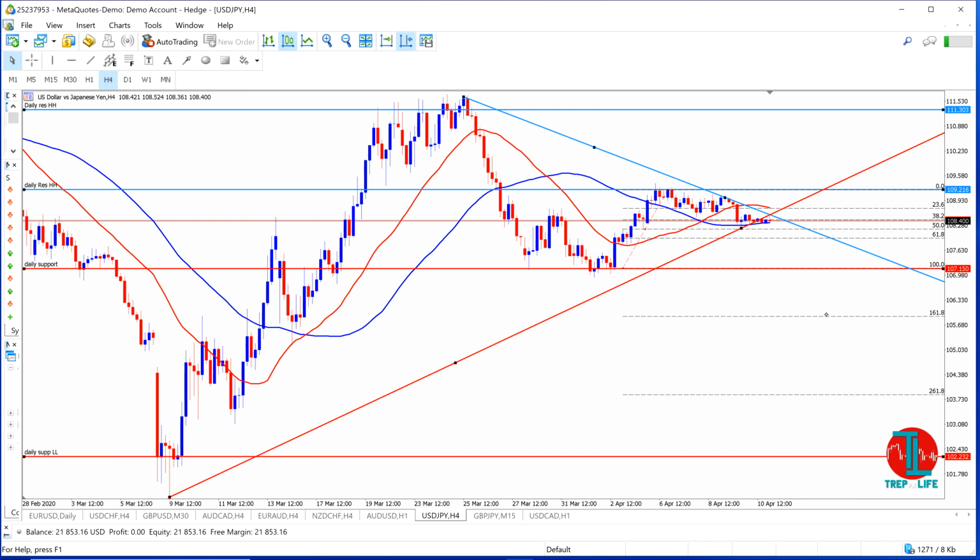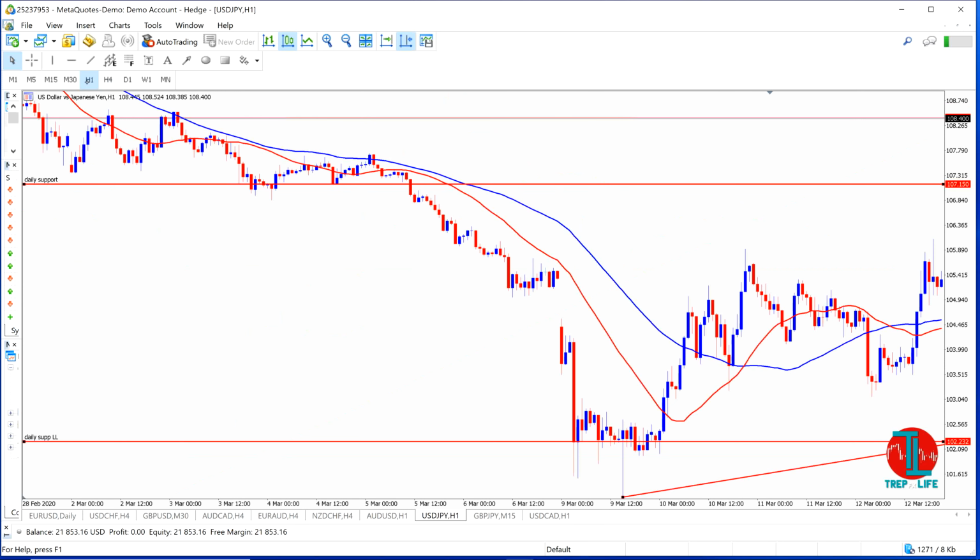We're close to this 168. It actually lines up with the support level here, right? So you can see there's some confluence going on there. So we'll keep an eye. Let's go down to the 1 hour. Let's see what we see there.